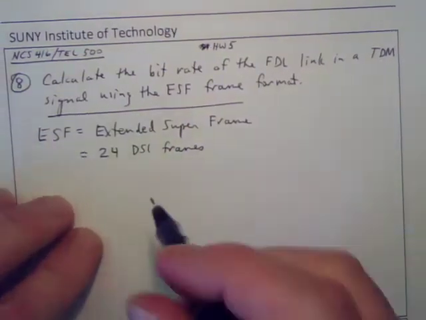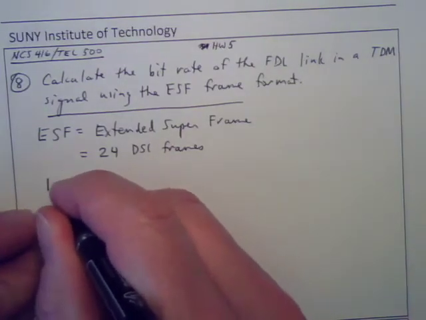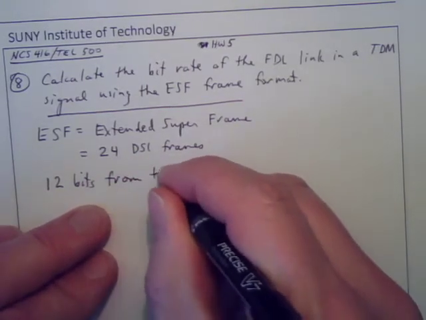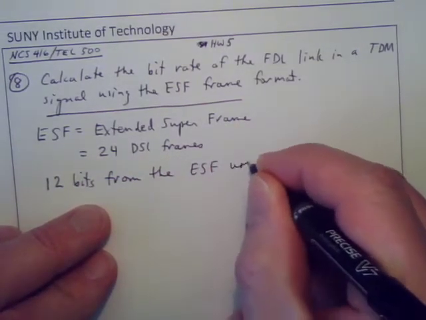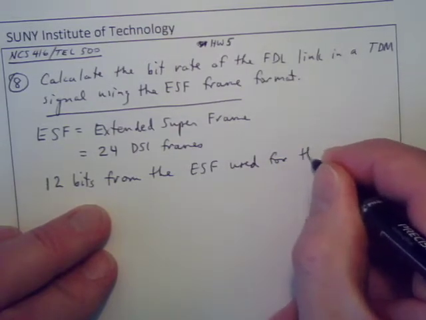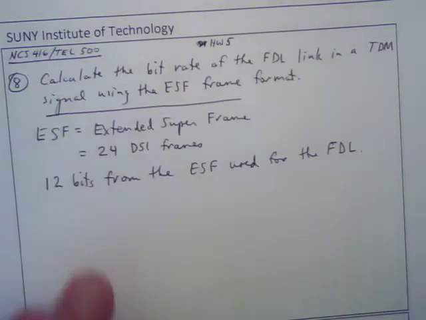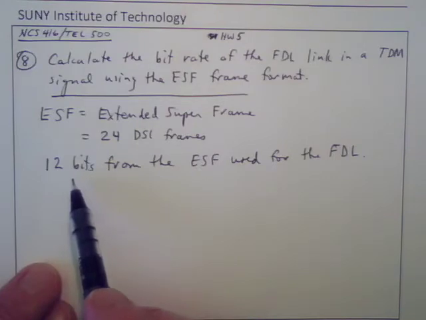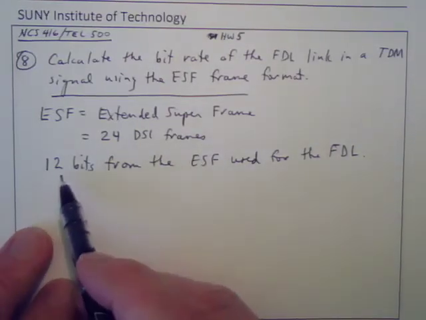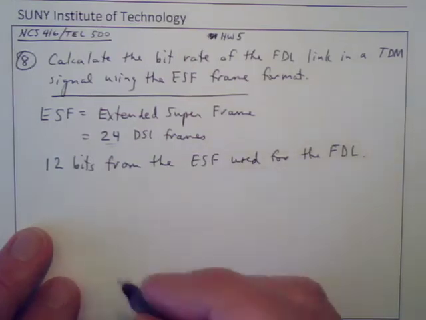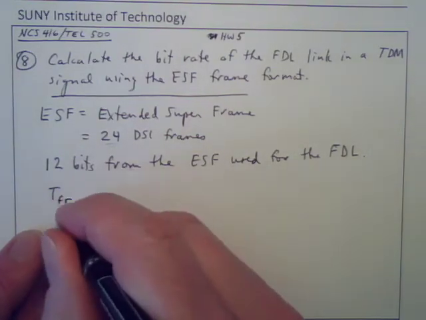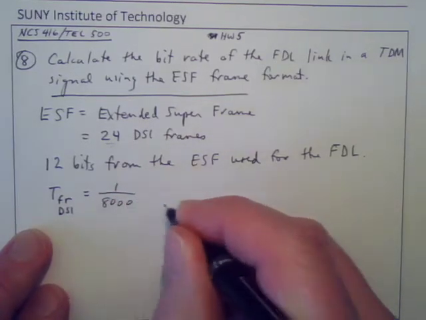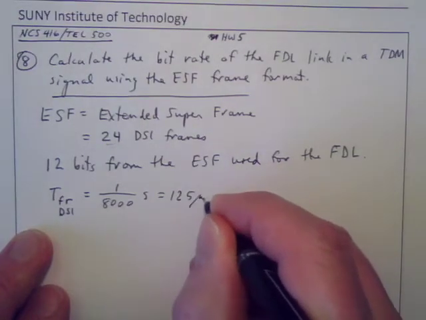And so we're going to have 12 bits from the ESF used for the FDL. And so to calculate the bit rate of that FDL link, I'm going to say, okay, how often do these 12 bits occur? They occur once every 24 frames. And the time for one frame on a DS1 is 1/8000th of a second, or 125 microseconds.